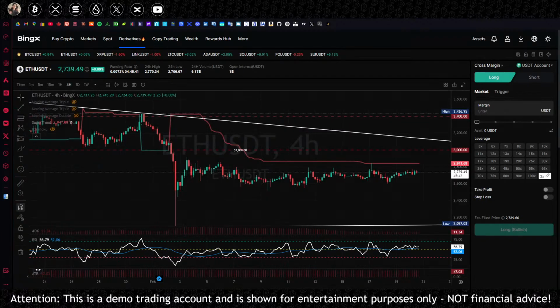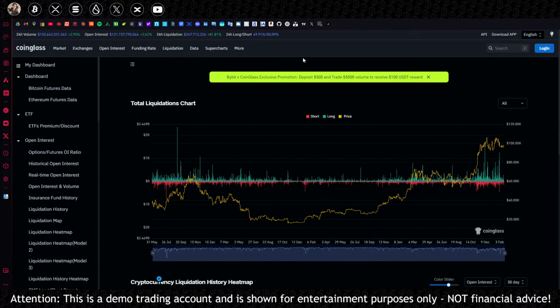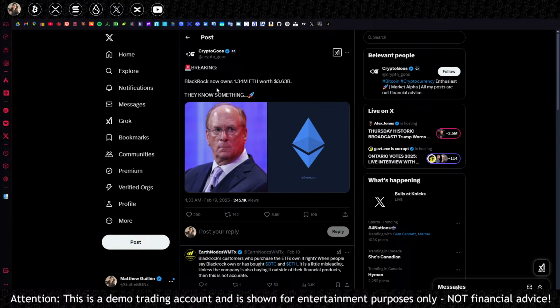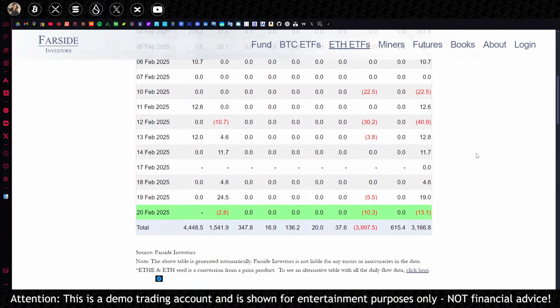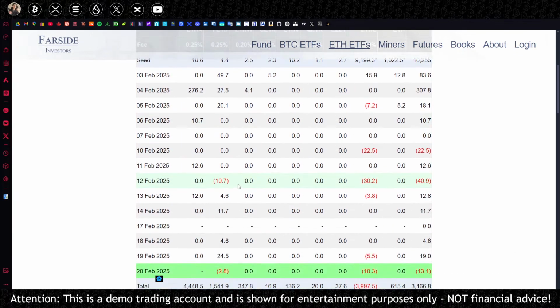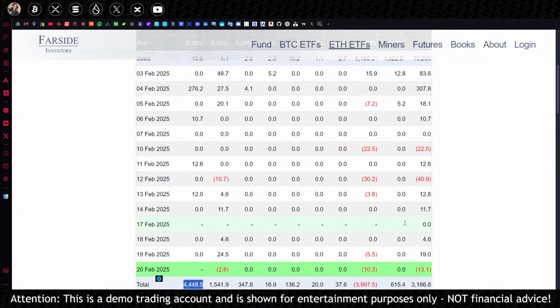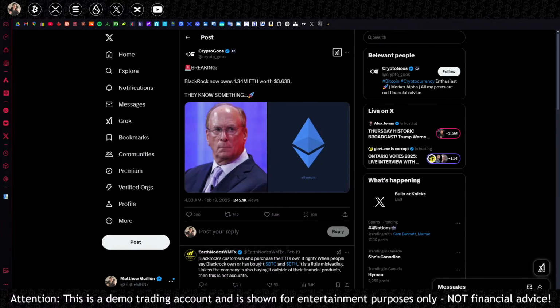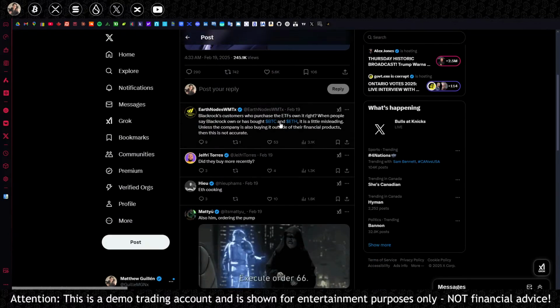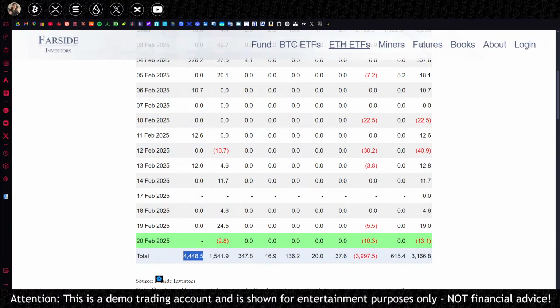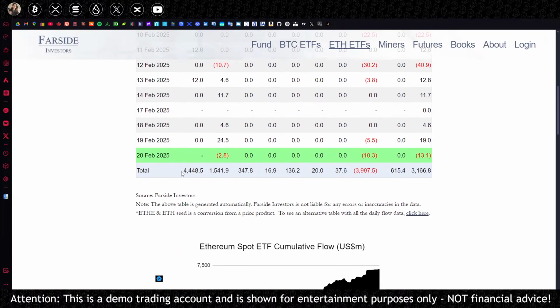Okay, so I think it skipped a couple of things according to that. What I was talking about is this. BlackRock owning 1.34 million Ethereum, which is worth $3.63 billion. I don't see a lot of inflows, though. And it's saying that they own $4 billion. Almost, I guess. They do have the largest holding out of the rest, that's for sure.